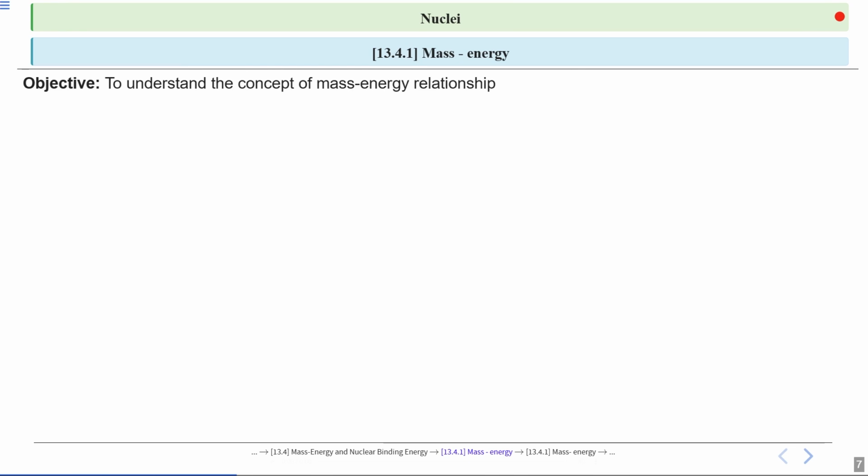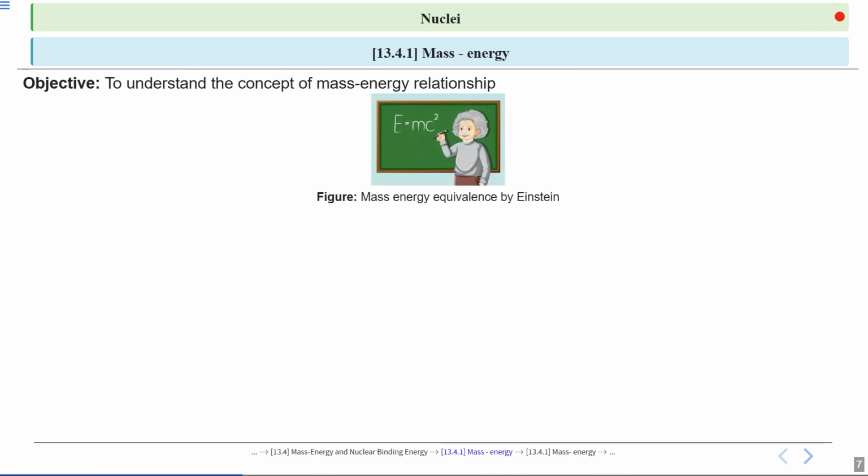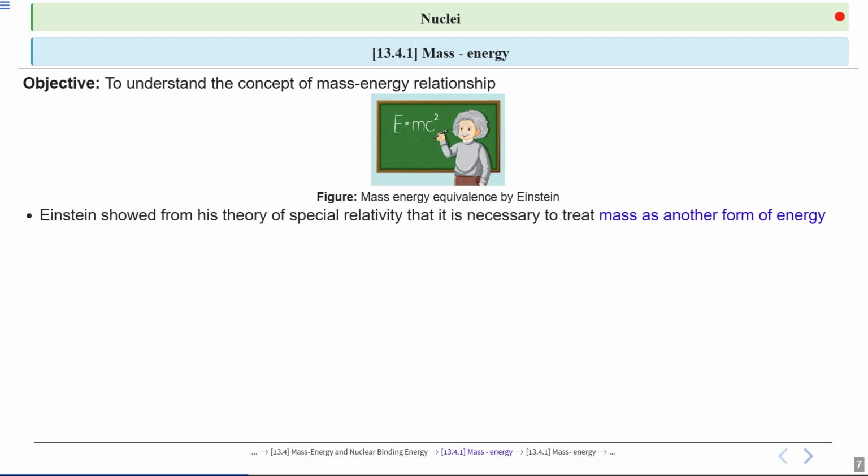Now let's understand the mass energy relationship. Here you can see a famous image representing Einstein's mass energy equivalence. This concept comes from his theory of special relativity. Einstein showed us that mass is actually another form of energy. This means we can't think of mass and energy as completely separate things. Instead, mass can be converted into energy and vice versa.